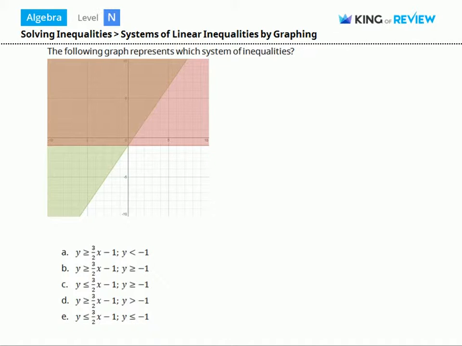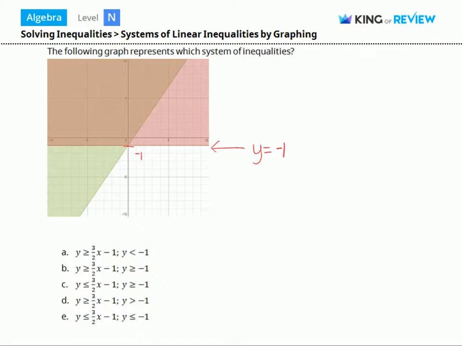The following graph represents which system of inequalities? We'll start by looking at this solid line here. We see that it crosses over the y-axis here at -1. So the equation of this line is y equals -1.